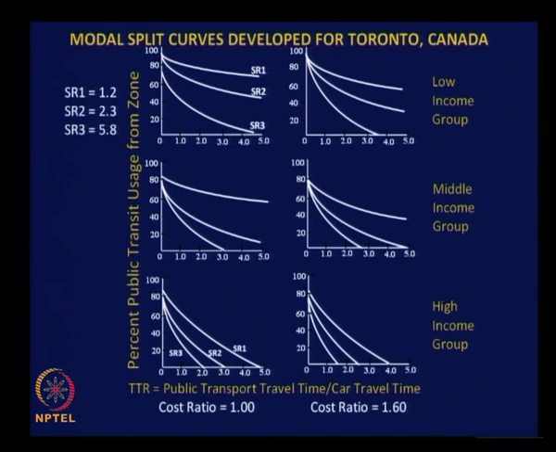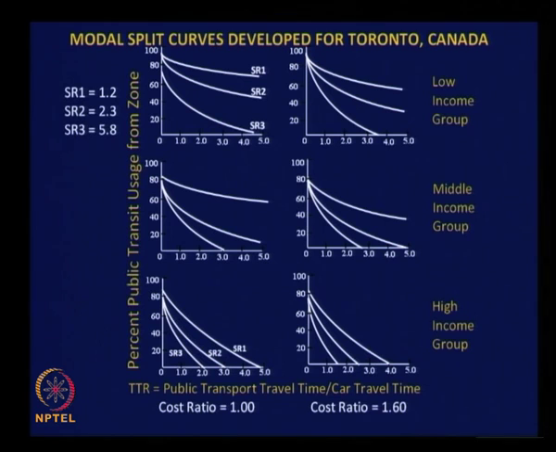So we are able to compare now the curves along the row horizontally. Let us have a vertical comparison now. You take the case of cost ratio 1 and same travel time ratio of 2. In the case of high income group, what percentage of travelers will use public transit when travel time ratio is 2?